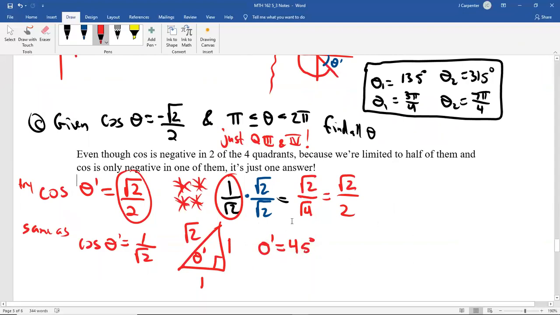So we know our reference angle is 45 degrees, but we need to put this in which quadrant? Well, we're limited to quadrants 3 and 4. So we're dealing with cosine. Cosine is negative.